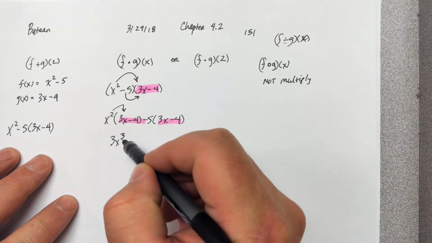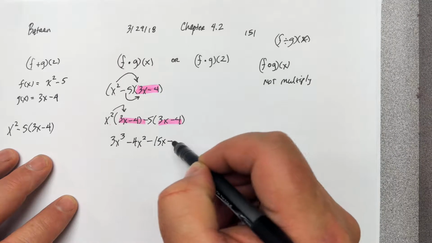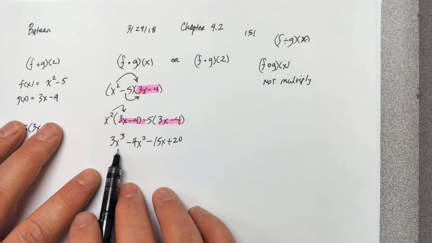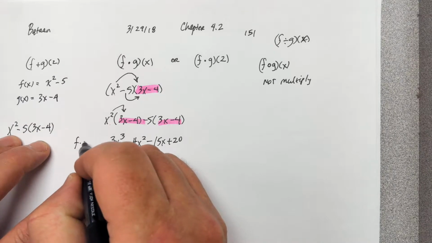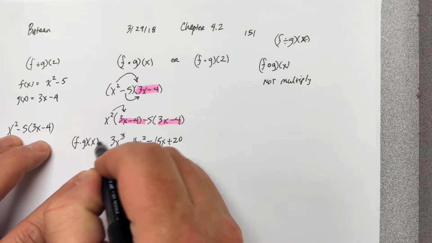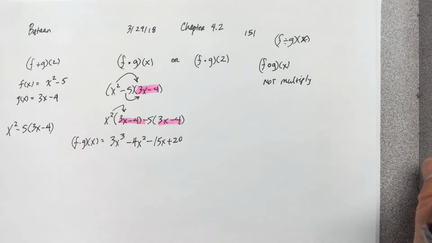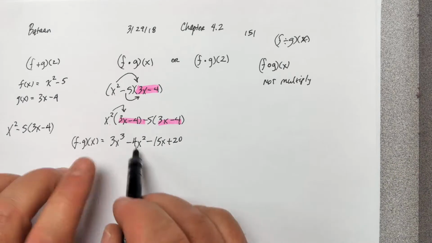3x cubed, minus 4x squared, minus 15x, plus 20. We see, okay, no like terms, so we're good there. So here's what we got. That's what f times g of x would equal. If I multiplied those two together, that's what you get.